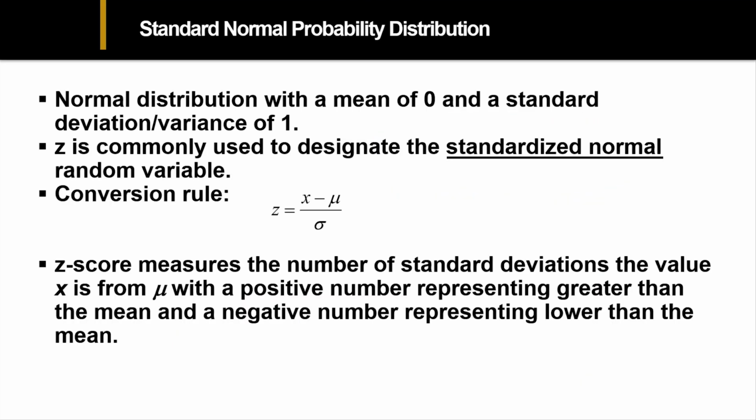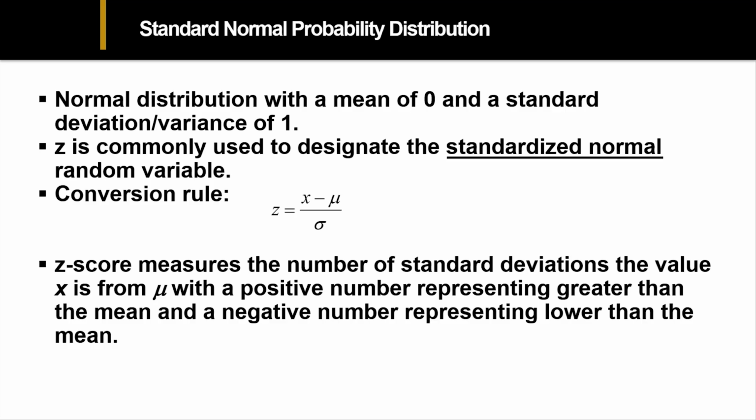Since there are an infinite number of normal distributions, it's sometimes important to convert normal distributions to what's called the standard normal. The standard normal distribution has a mean of 0 and a standard deviation and variance of 1, because the square root of 1 is 1. So the standard deviation and the variance are the same.